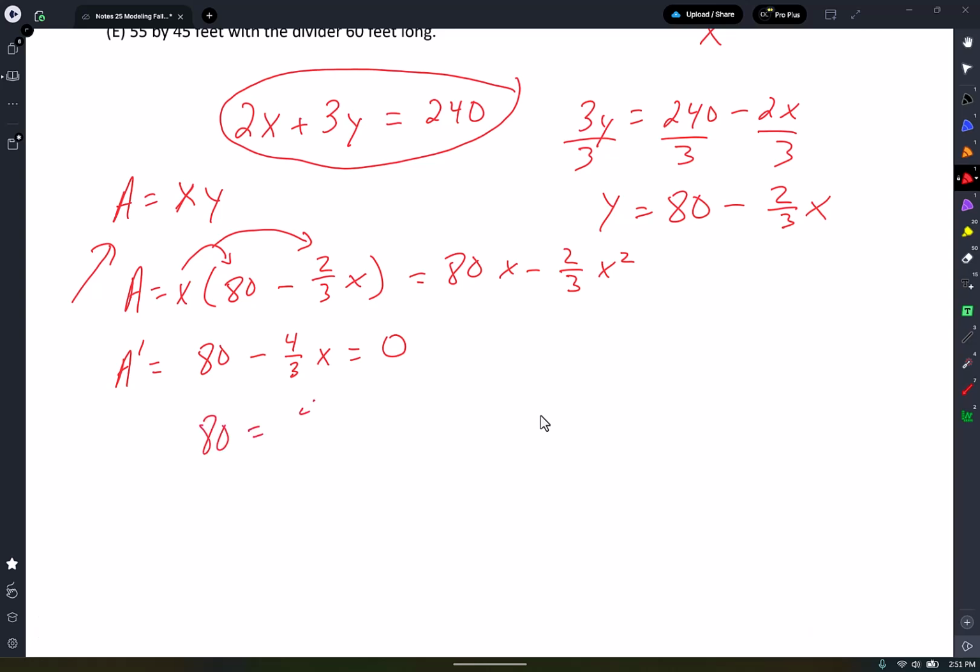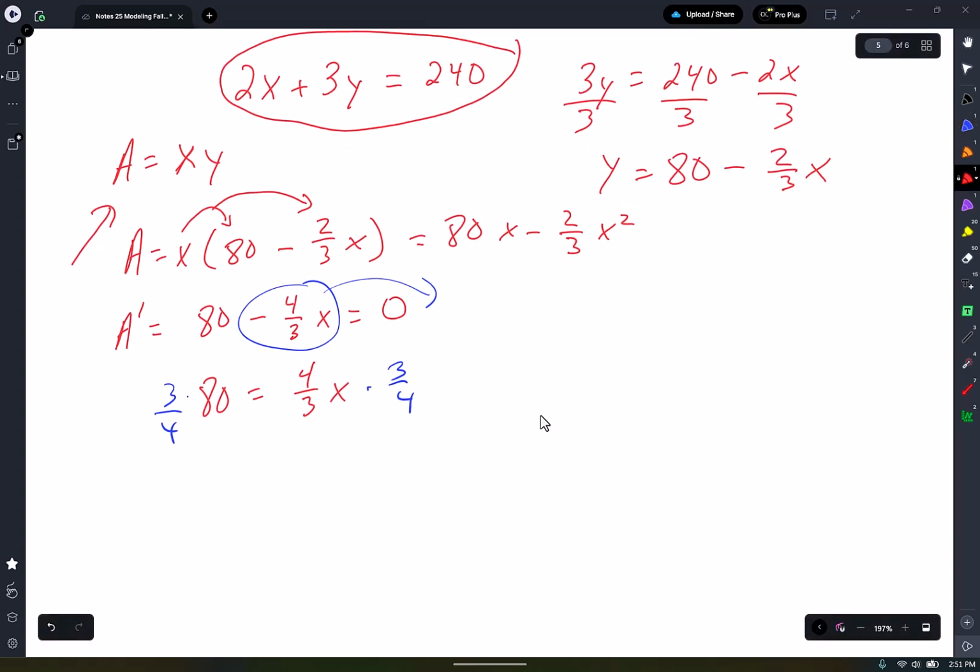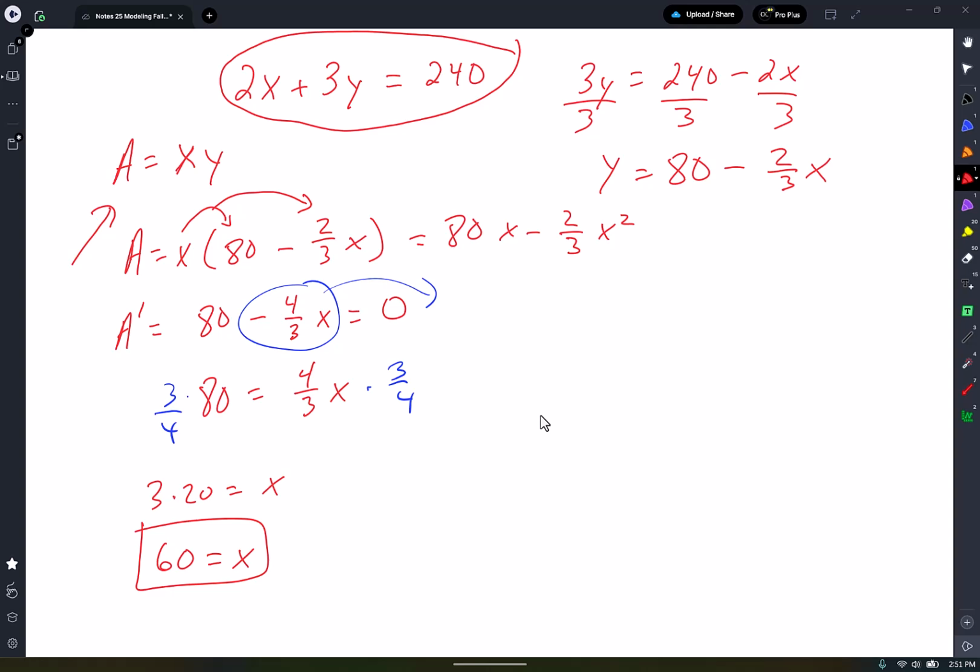All right, here we go. 80 equals 4/3 x. I'm going to multiply by the reciprocal because I moved this to the right. See? So times 3/4. Whatever you do to one side, you do to the other. So let's see what we get. 4 goes into 8 2 times. So this is 3 times 20 equals x. So 60 equals x. Are we still okay?